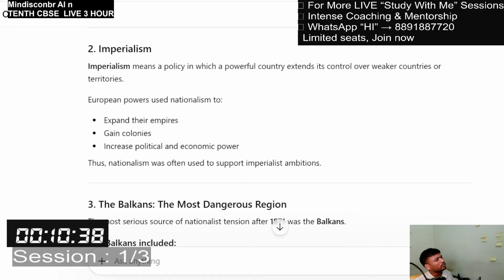An example of imperialism is India's case. When the British came to rule India, it is considered a case of imperialism because Britain was a powerful country and wanted to extend its control over weaker countries. At that time, India was a weaker country, so the British came to India to take over the territories and control of India. So it is an example of imperialism.